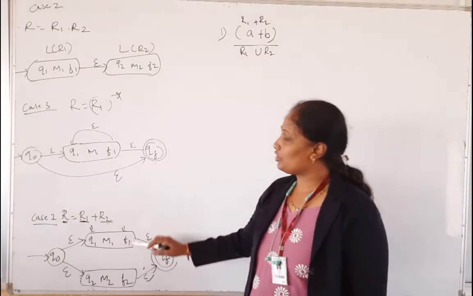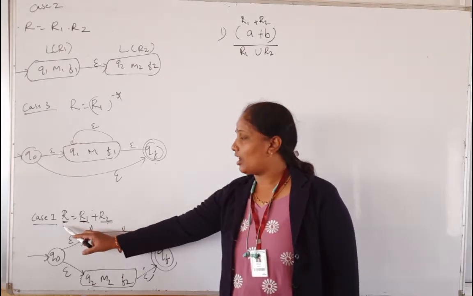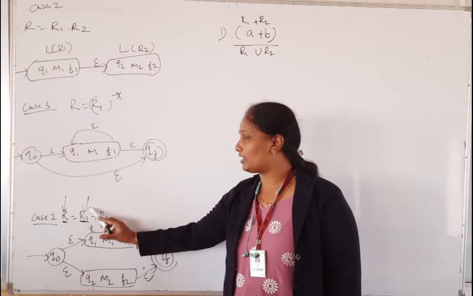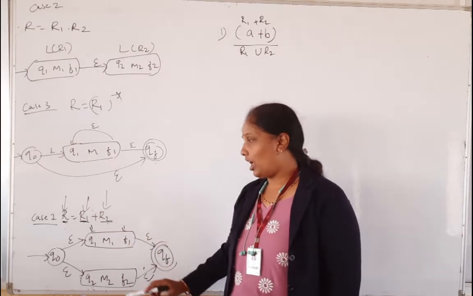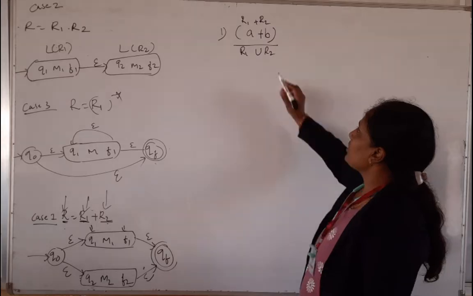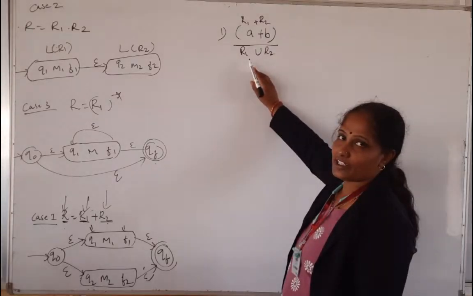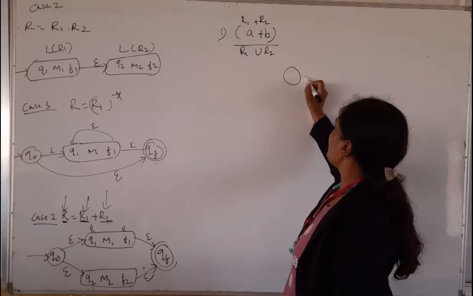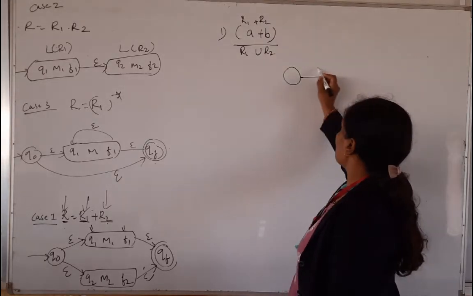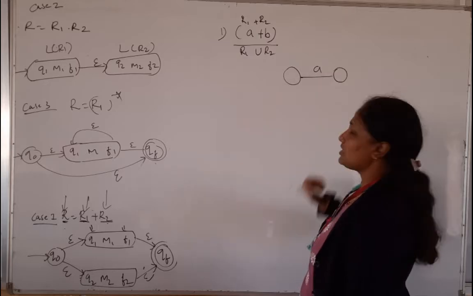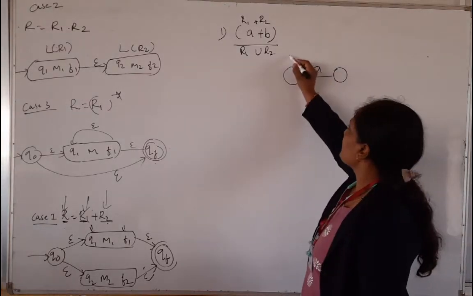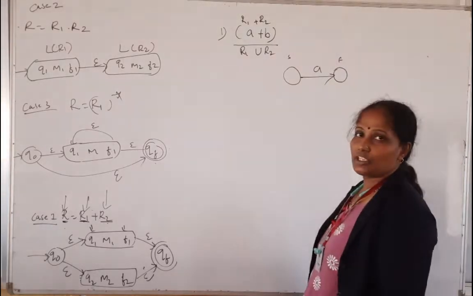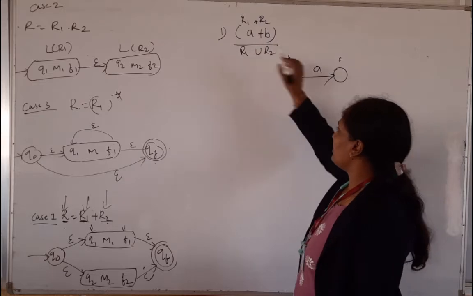Which case are you going to use? You are going to use case number 1, where we get a regular expression after combining R1 with R2. So first we draw the machine to accept regular expression 1. What does regular expression 1 represent here? It represents A. So this is my FSM. This is the start state of the FSM, this is the final state of the FSM, and it accepts the input symbol A.